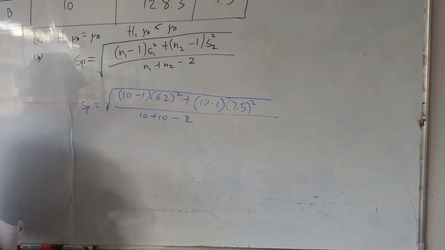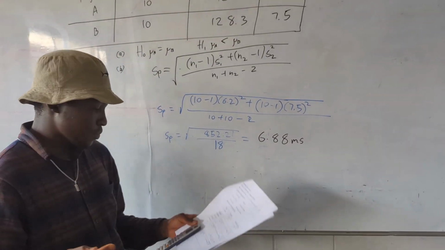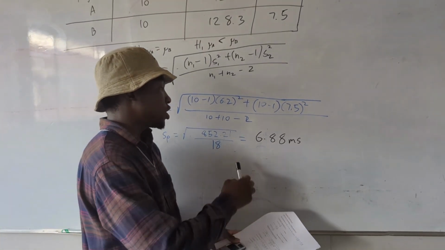So let's punch this into our calculators. If we punch this into our calculators, we get a pooled standard deviation of 6.88.